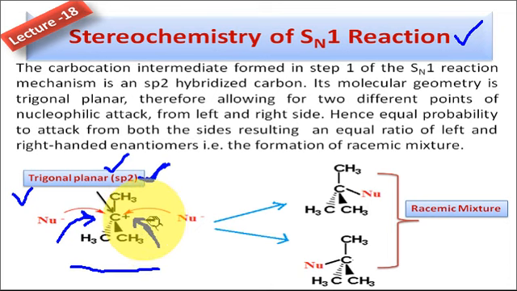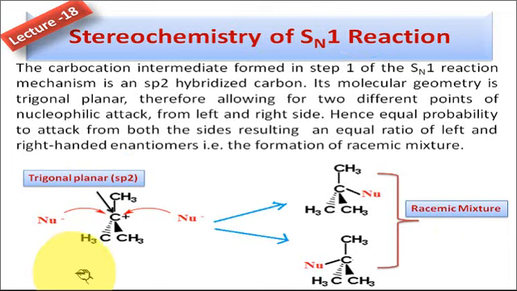So the nucleophile can now attack from both sides equally. So it is probable that the dextrorotatory product or the levorotatory product may be formed in equal amount. That's why a racemic mixture is formed in the SN1 reaction. Remember one thing: due to the formation of the carbocation in the first step, the geometry of the carbocation is trigonal planar.